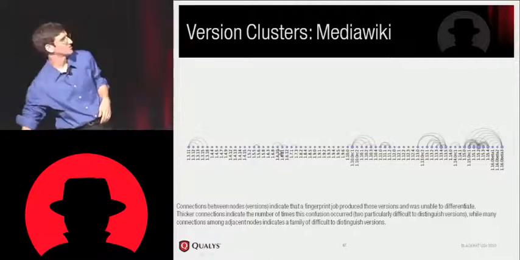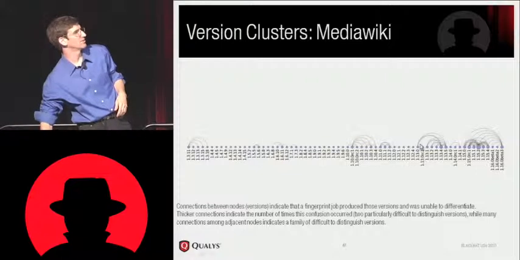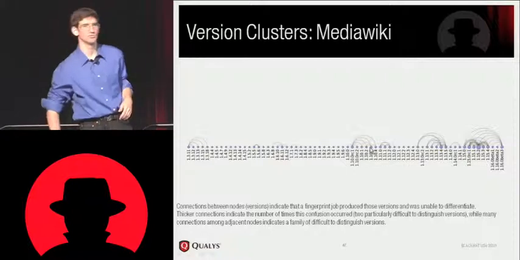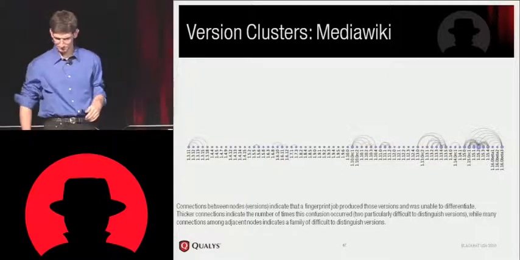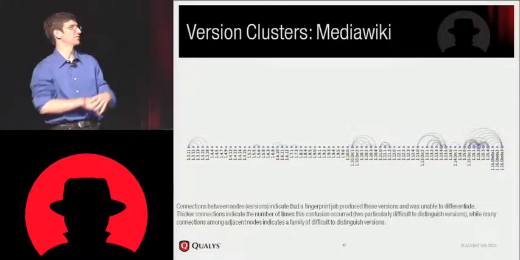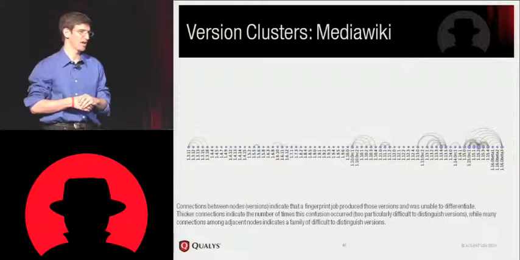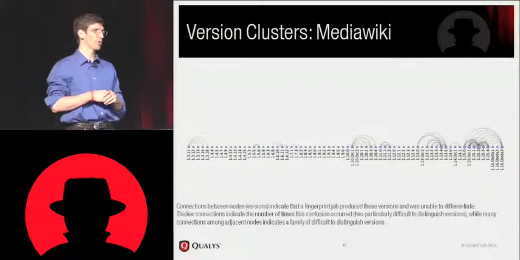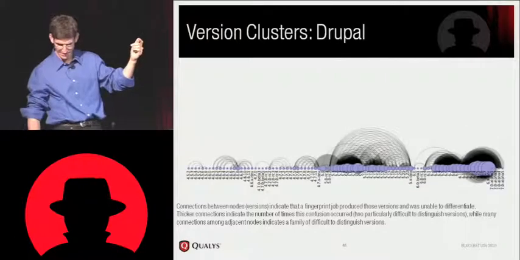So you can see from time to time we get these little groups of versions that get confused. More lines, thicker lines means that happened more often. But even in the worst case scenario, we end up pinning it down to 3, 4 versions. So that's sort of the graph of how accurate we're often going to be for MediaWiki.